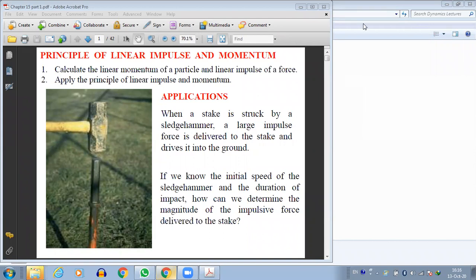Anyways, for now, this chapter is about the kinetics for particles, and here we are going to study the kinetics using the principle of linear impulse and momentum. So this is about this topic.